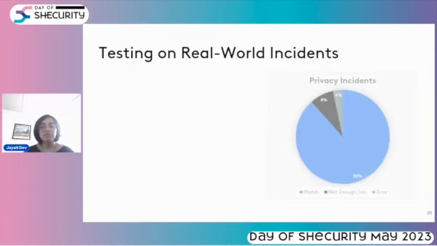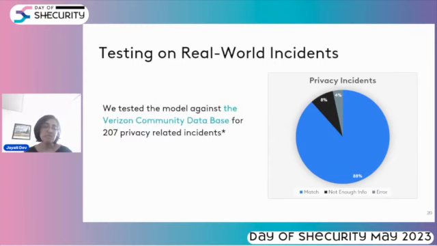So we asked if we can show a use case of real-world incidents as personas using MAP. From a sample of 207 incidents from the Verizon Community Database, or VCDB, 183 incidents, which was like 88.4%, matched the framework categories. 24 did not match. Among these 24, 17 breaches did not have enough information about the threat actor or mechanism. So we can see that over like 88% could be classified based on this framework.